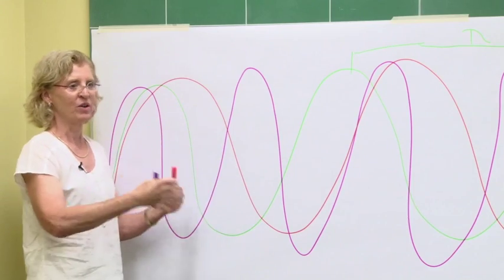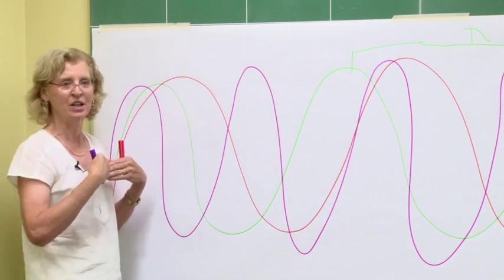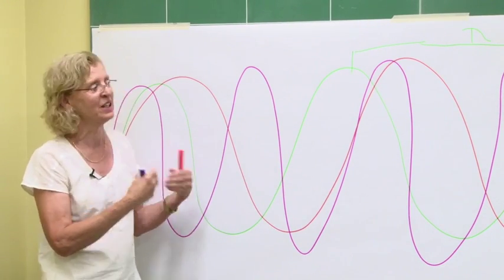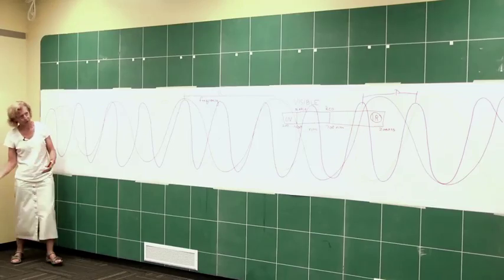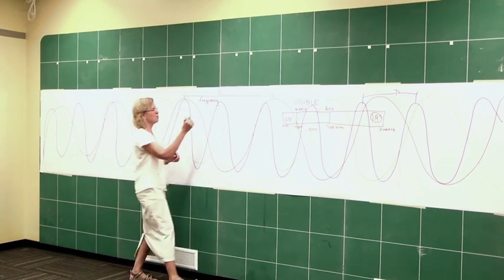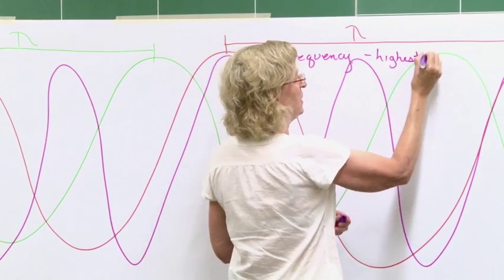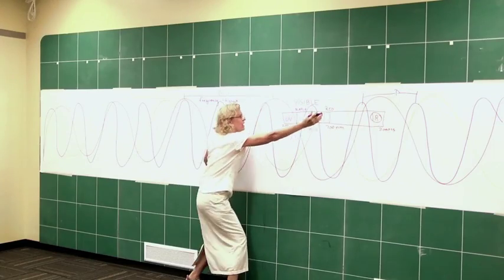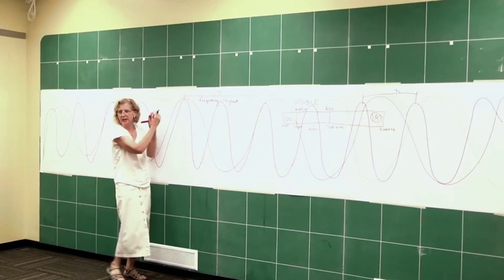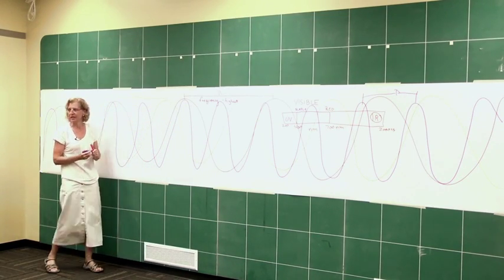So think about waves hitting me. Which is going to hit me? What's the purple one, the violet one, right? Okay, so it is the most frequent. It has the highest frequency. Okay, so the purple has the highest frequency. So the longer the wavelength, what happens to the frequency? The longer the wavelength, the shorter the frequency, right?